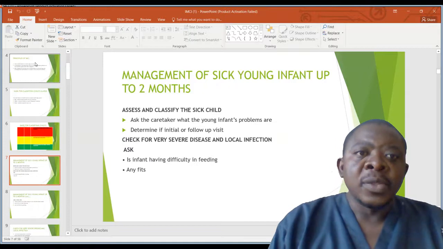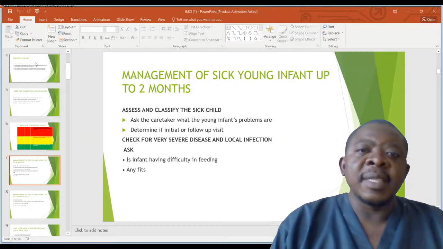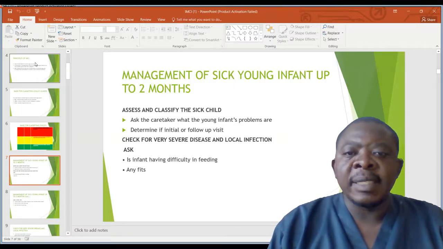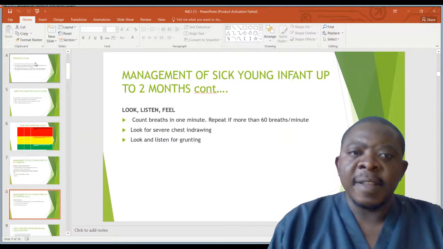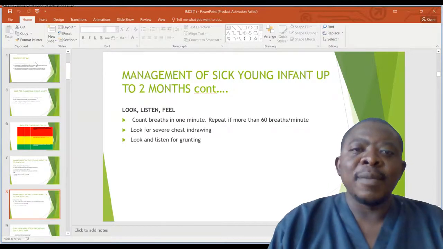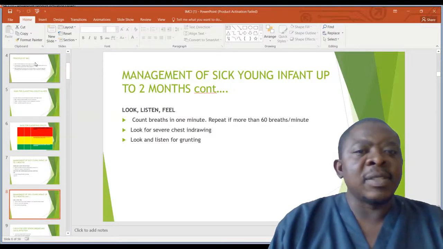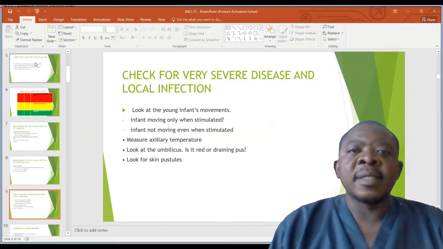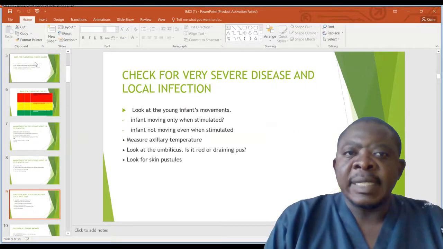So in management of IMCI, you assess and classify the sick child. Then you check for severe disease and local infection. Then you look and listen. Okay, look, listen, and feel for the number of breaths and severe chest indrawing. Look and listen also for grunting. Check for very severe disease and local infection.